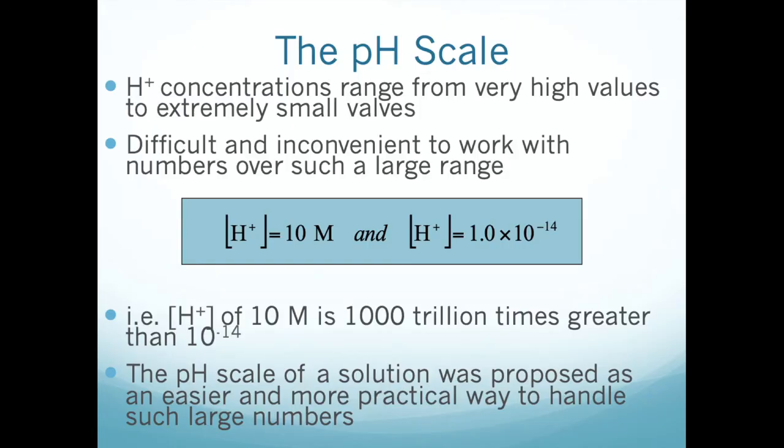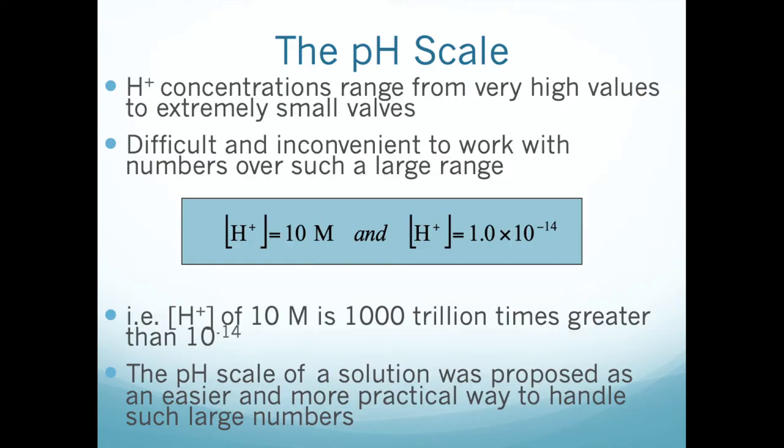The P there comes from a German word, potens, meaning power. What we do is take the negative log to the base 10 of any number to get the P version of that number. We're not going to do this here, but for example, with Ka values, you can take the negative log of them to get pKa values.